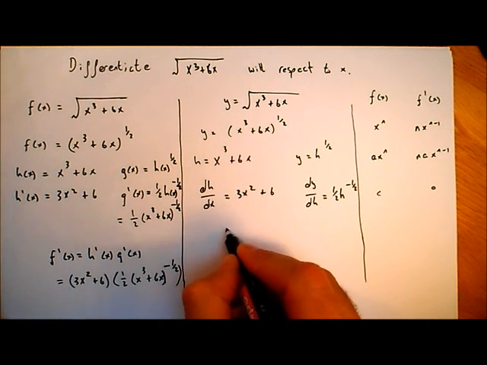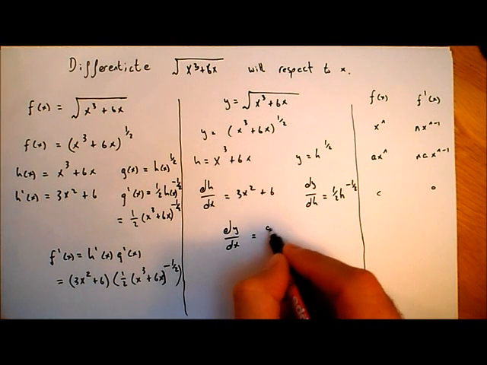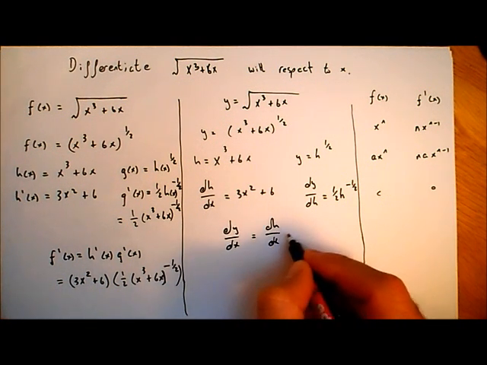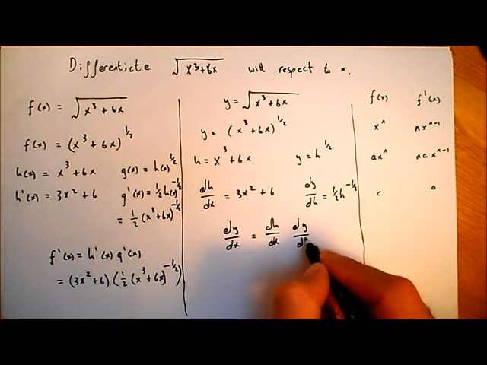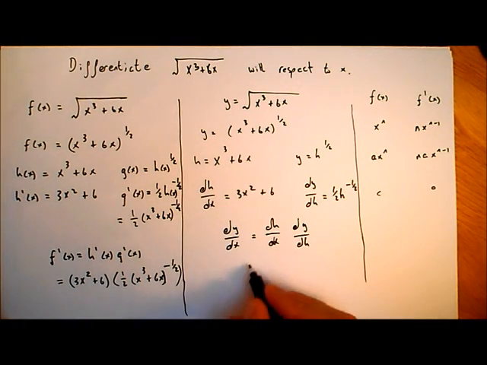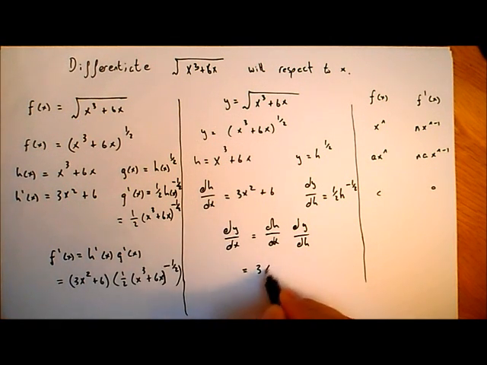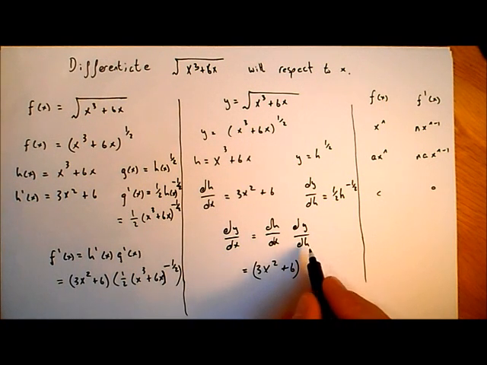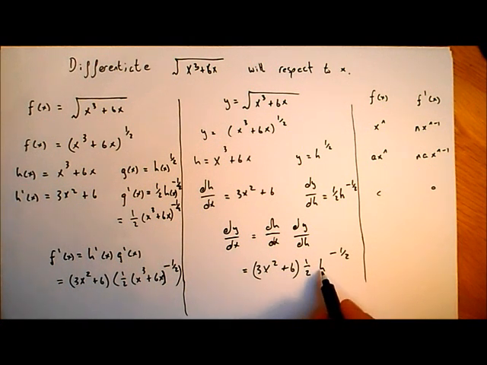And then dy over dx is just dh over dx multiplied by dy over dh. So I just fill that in. dh over dx is 3x squared plus 6, multiplied by dy over dh, which is a half h to the power of minus a half.